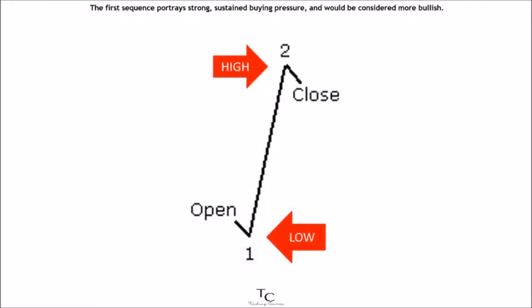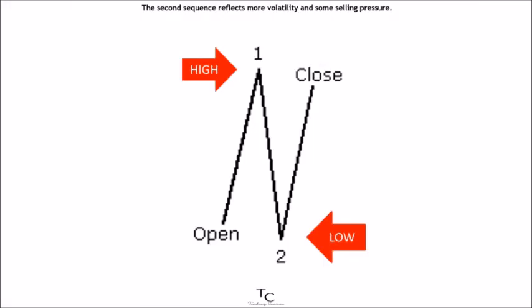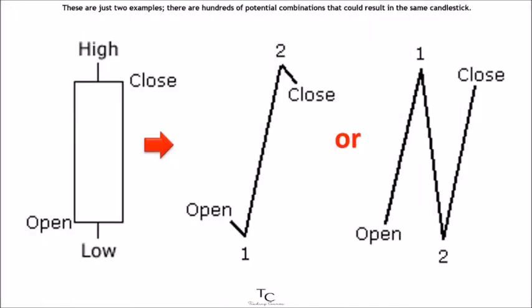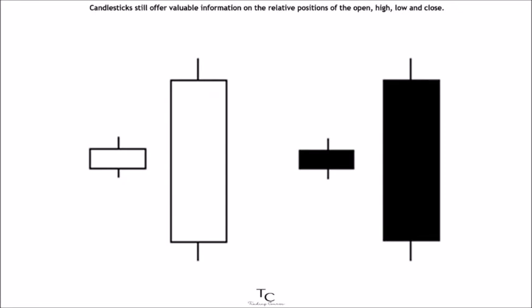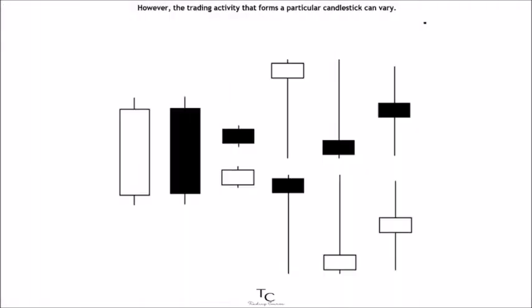The first sequence portrays strong, sustained buying pressure, and would be considered more bullish. The second sequence reflects more volatility and some selling pressure. These are just two examples. There are hundreds of potential combinations that could result in the same candlestick. Candlesticks still offer valuable information on the relative positions of the open, high, low and close. However, the trading activity that forms a particular candlestick can vary.